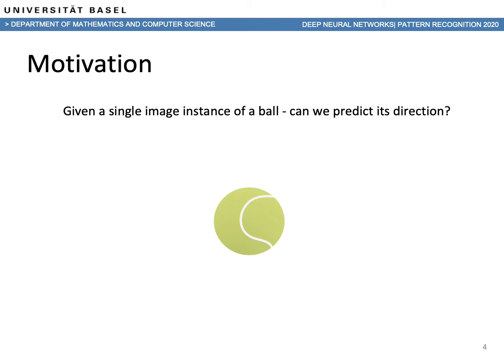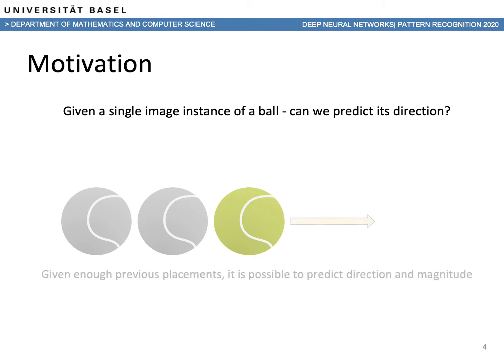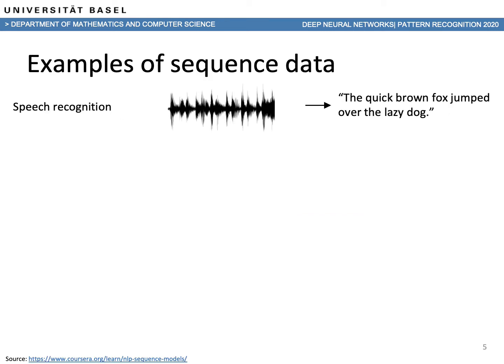Giving a single image of a ball cannot say too much, but let's say we also have its previous state and maybe its state two time steps back. So given enough previous placements, it is in fact possible to predict the direction and also the magnitude of where this ball is going. So this is just one example of sequential data.